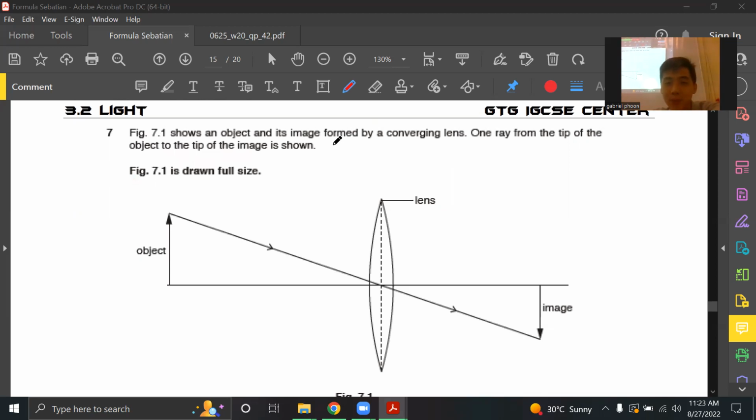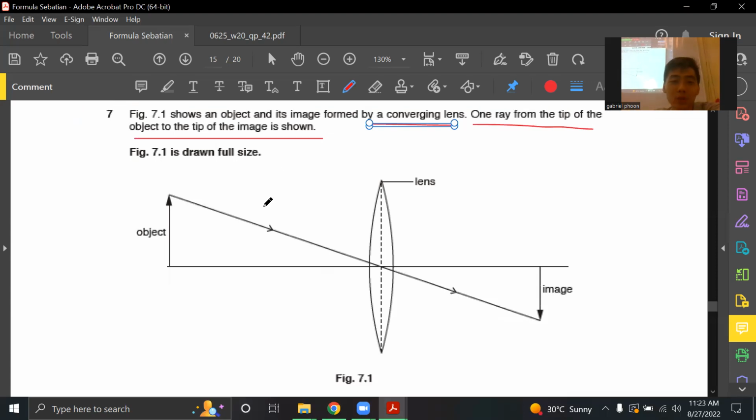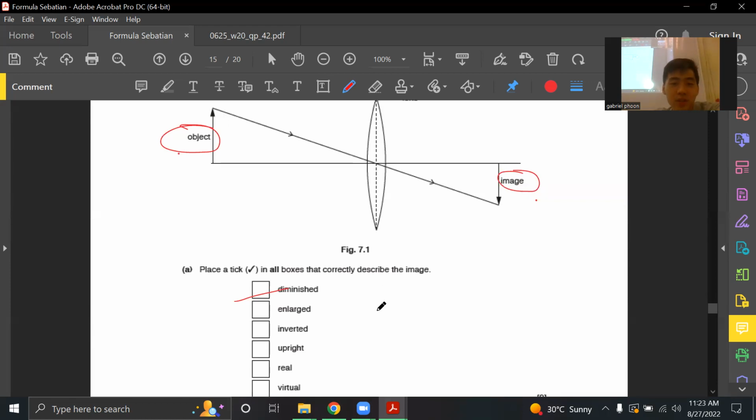Figure 7.1 shows an object and its image formed by a converging lens. One ray from the tip of the object is shown already, right? So first and foremost, they ask you to describe this image. Look at this, the object becomes smaller in the image. So is this diminished or enlarged? Rachel, is this diminished or enlarged, if the object becomes smaller when it forms the image? Annie, it's definitely diminished. The object is larger than the image. It becomes smaller, right? So it's definitely diminished.